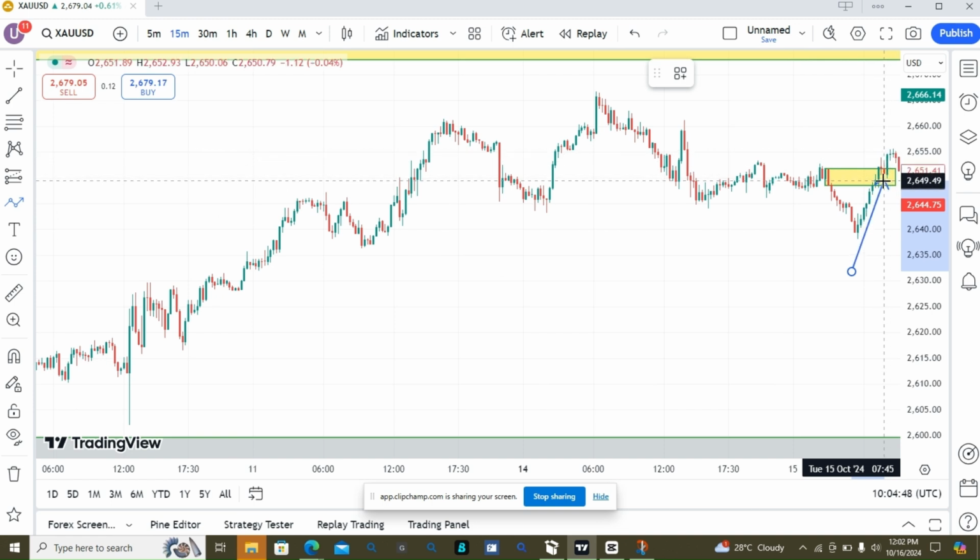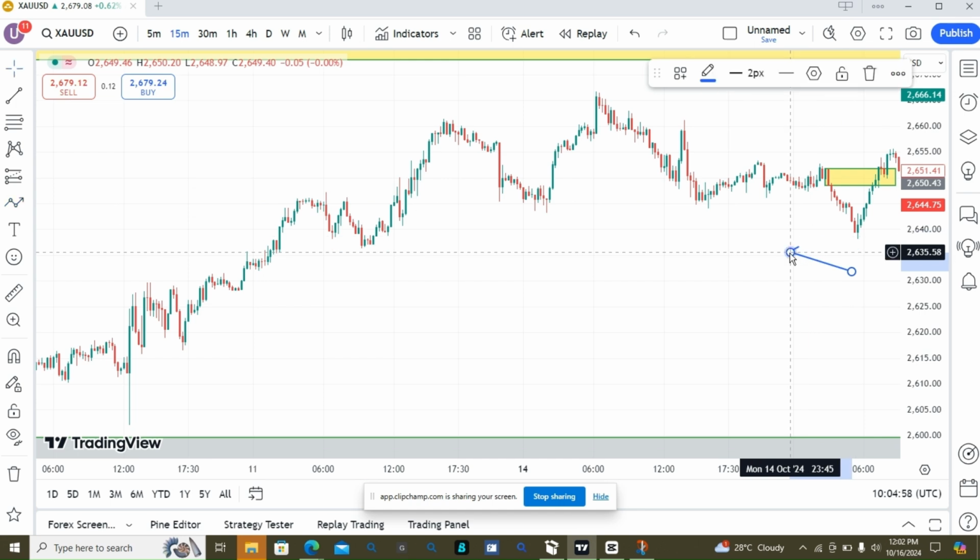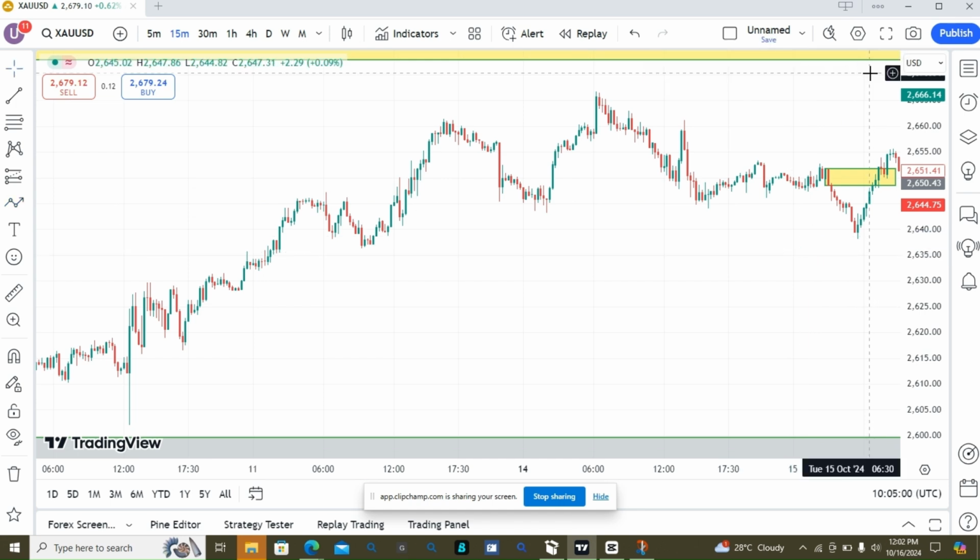So I put my pending order at the middle of this green candle, around 26.50, 35. That was the area that I put my pending order. So I said that when price comes back to that zone, it will trigger me in. So let's move ahead and see what happened.